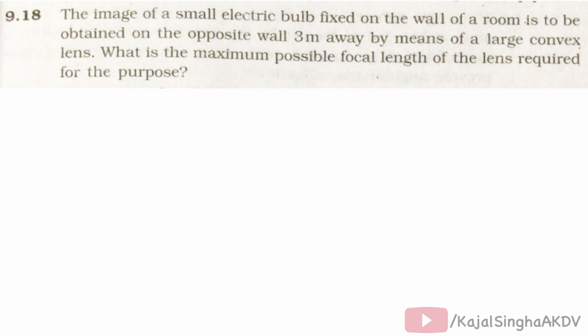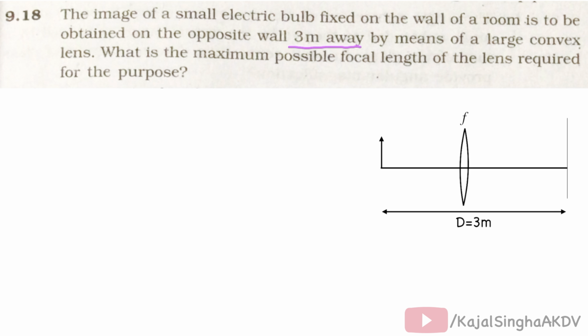The image of a small electric bulb fixed on the wall of a room is to be obtained on the opposite wall 3 meters away by means of a large convex lens. What is the maximum possible focal length of the lens required for the purpose?